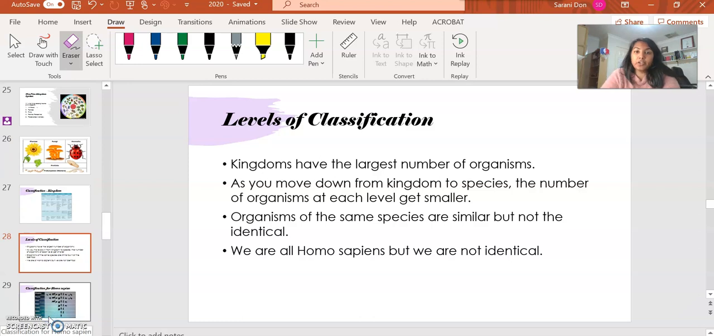Okay, so kingdoms have the largest number of organisms. As you remember, it's the top tier, so it has the largest number of animals or plants or whatever a particular organism is. As you move down from the kingdom to species, the number of organisms at each level gets smaller. So remember, you're getting more specific. Organisms of the same species are similar but not identical, so that's very important. For example, we are Homo sapiens, however, we aren't identical. We are all humans, but we have differences amongst us. So that's what that means.